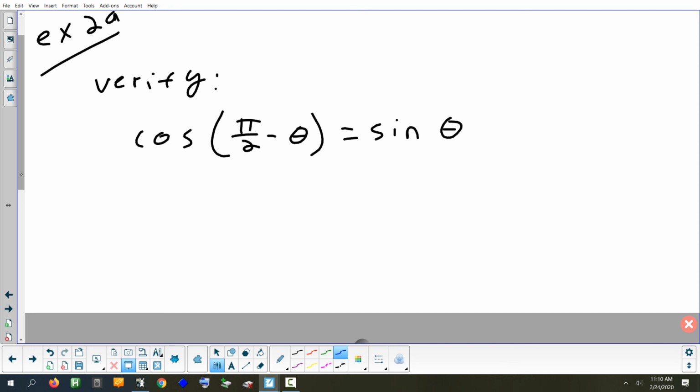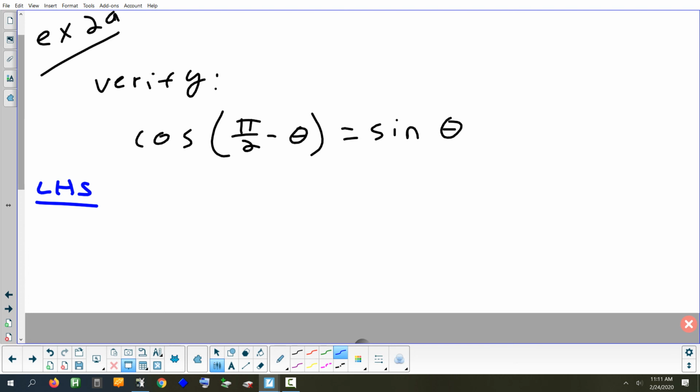So this is a verify. When you're asked to verify an identity, which side did I always suggest you start with? It's not really about placement. You can't really say whether it's left or right. But you should always start with the side that's more complicated, whether that's the left or the right. In this case, it's the left. So our goal is going to be to take the left-hand side, do something to it, and when you're done, get sine.